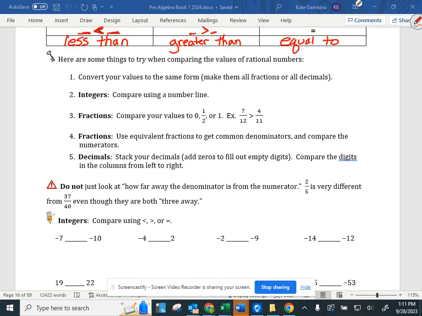I think of it as Pac-Man, and when it's less than, Pac-Man's eating a ghost, and when it's greater than, Pac-Man's running away from a ghost. It's facing the other way. Whatever works for you. I've never thought of it that way, but that's what works for you. You keep with it. Here are some things to try when comparing the values of rational numbers.